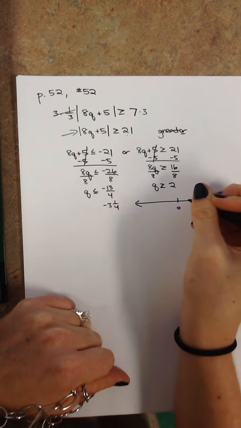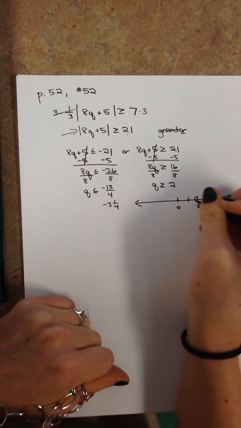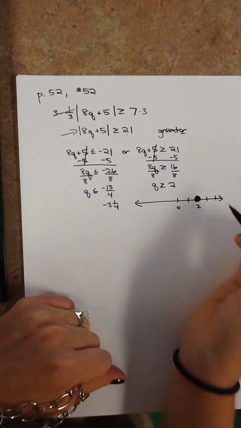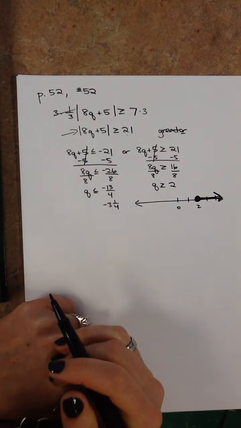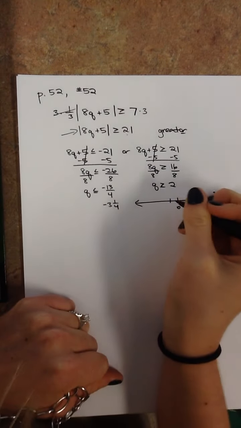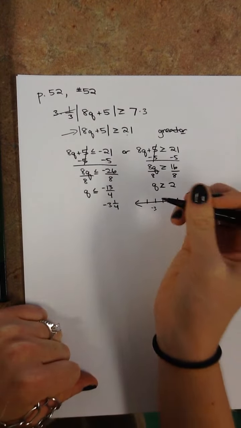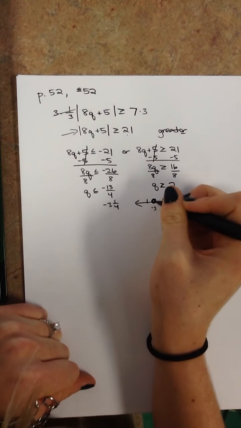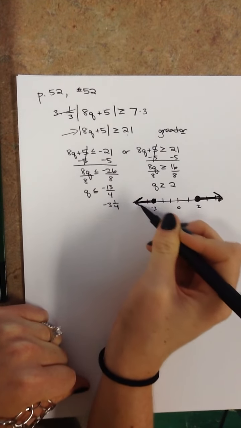So here's 0. We can go up 2. So this piece right here says we can be greater than or equal to. So the or equal to says we shade. The greater than we go off to the right. Here's negative 3, negative 4. So negative 3 1/4, just do your best, maybe right about there. And then the less than says that we shade everywhere to the left.